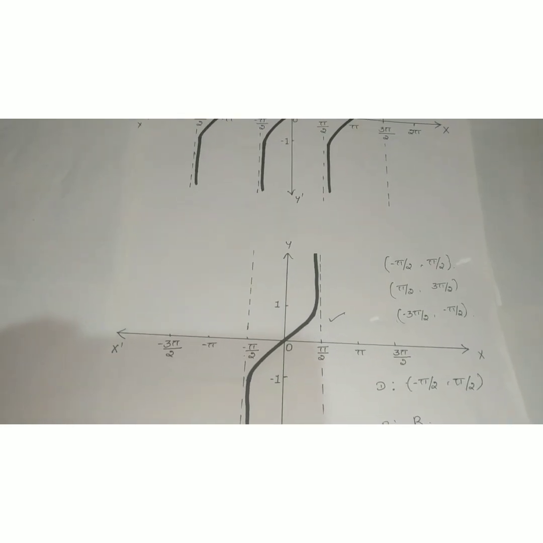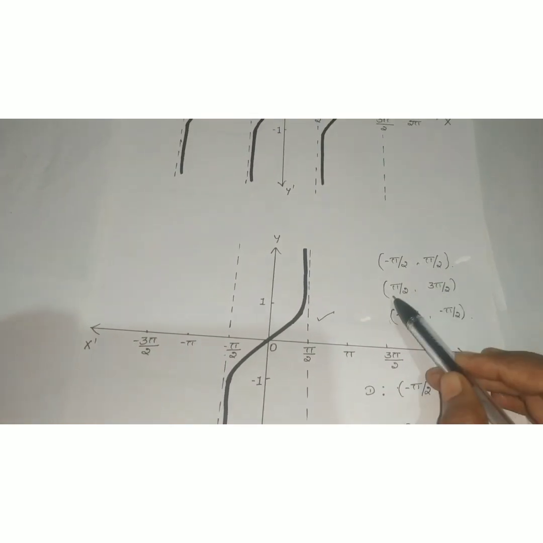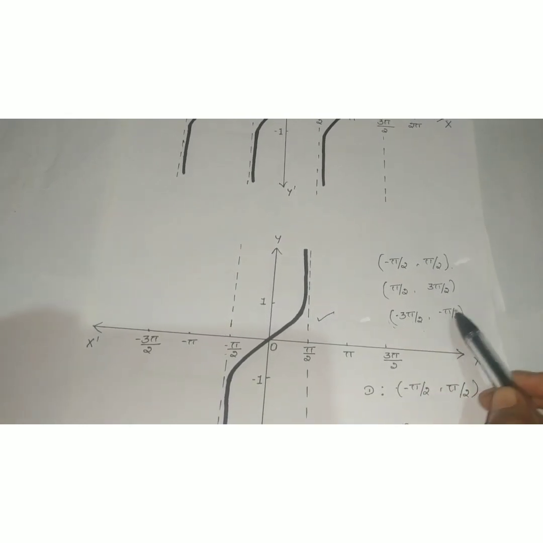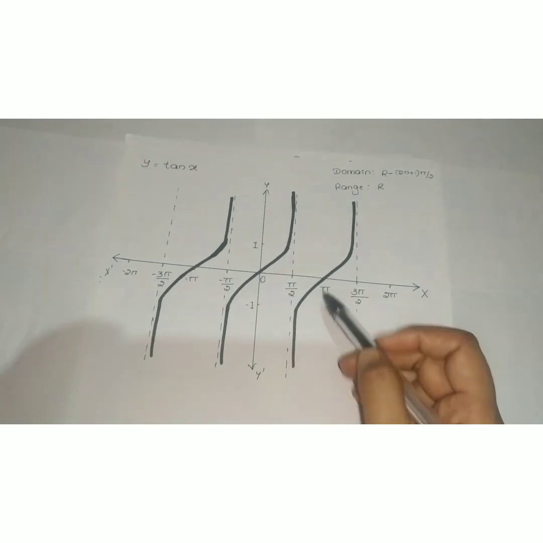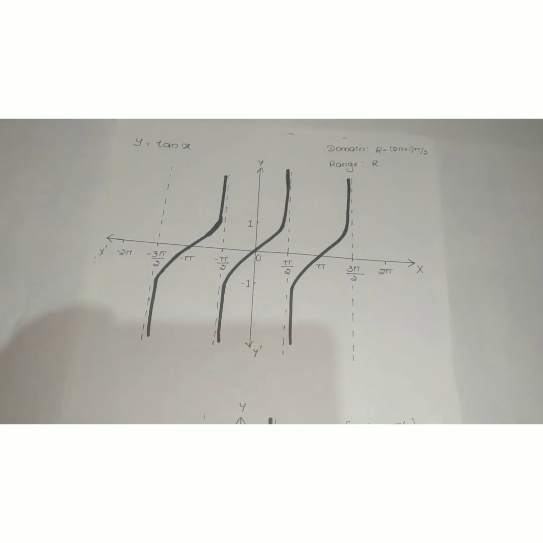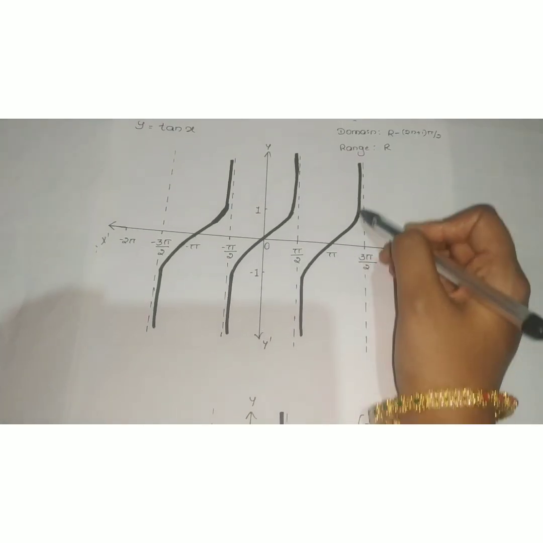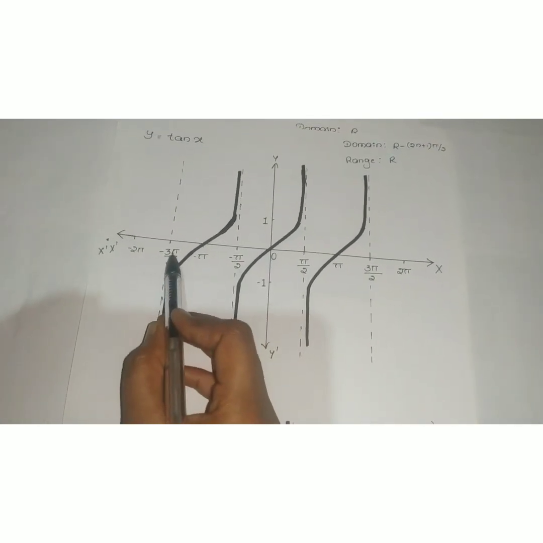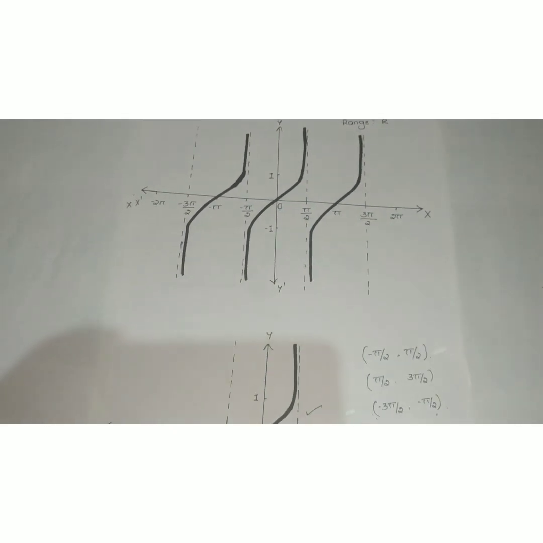Actually the tan function restricted to any of the open intervals minus π/2 to π/2, or π/2 to 3π/2, or minus 3π/2 to minus π/2 is bijective. So observe this graph. In the open interval π/2 to 3π/2, here also the tan function is invertible. Or in the open interval minus 3π/2 to minus π/2, here also the tan function is invertible.